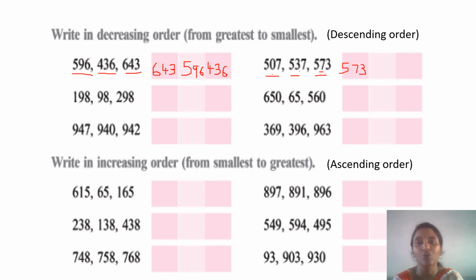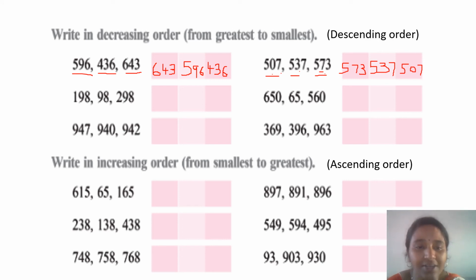After this, these both are remaining. In 0 and 3, which is the greater one? 3, right? So what is my second greater number? 537. So I will write 537 over here. And which is our smallest number then? 507, right? So I am writing 507 over here. The remaining 4 sums you will do as your assignment.